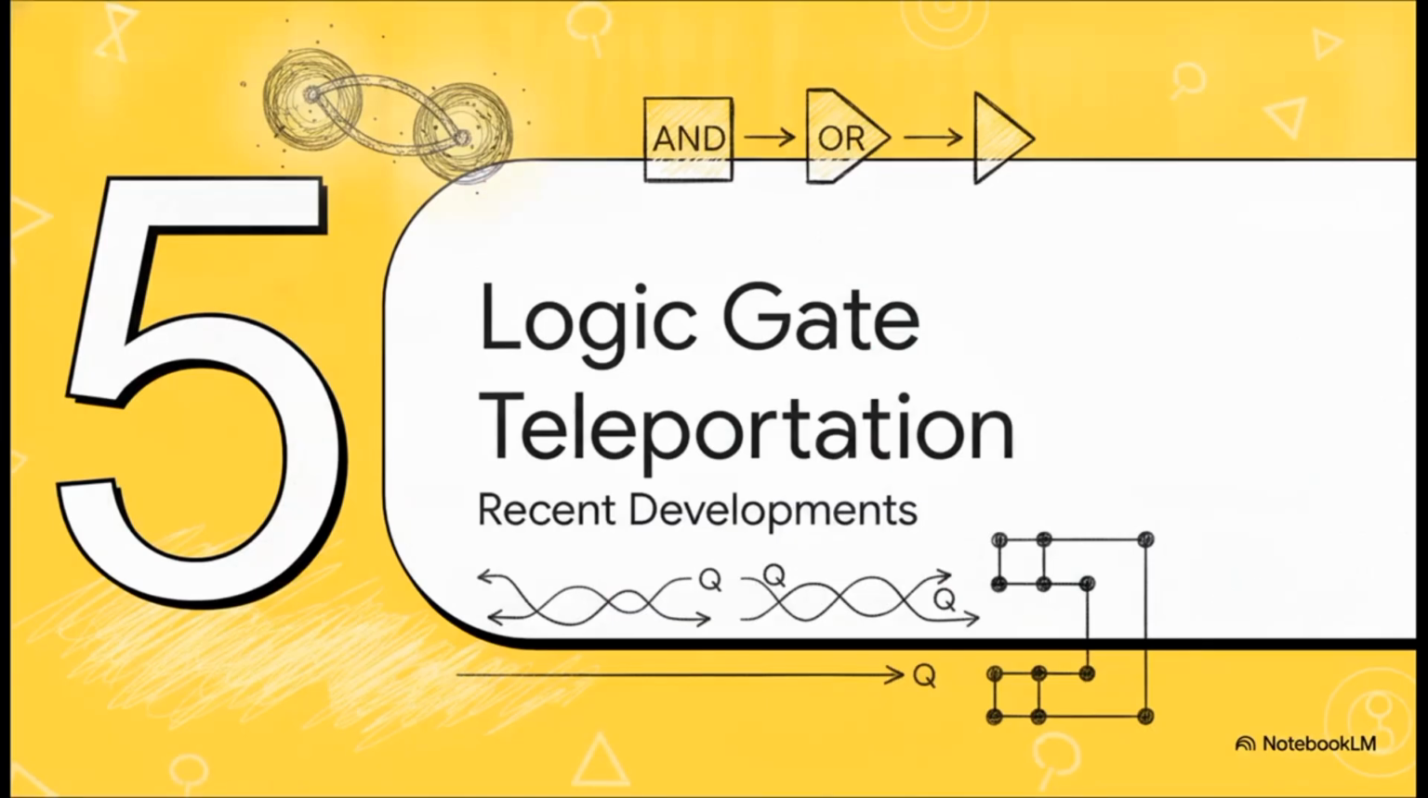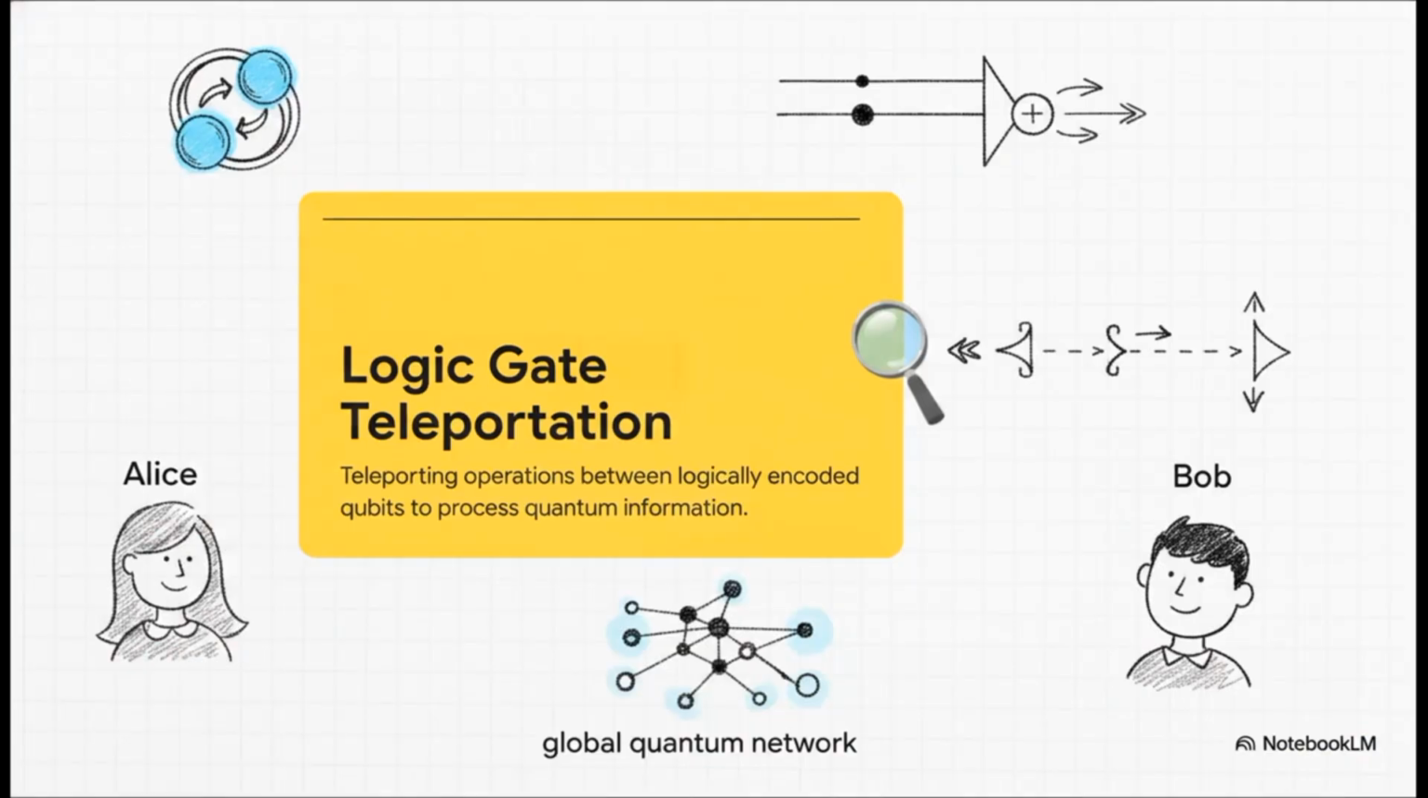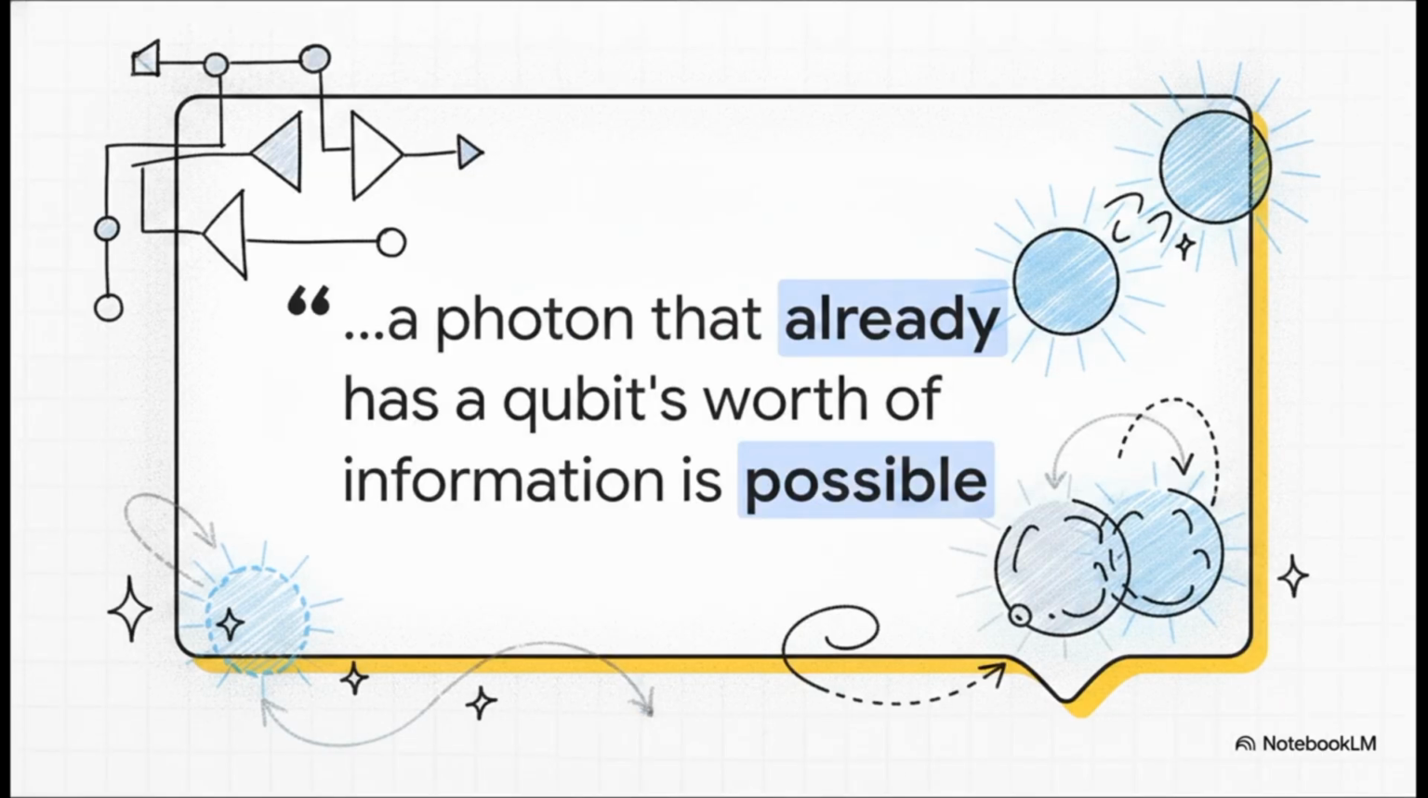Which brings us to Section 5, Logic Gate Teleportation and Recent Developments. This right here is the final frontier. It's called Logic Gate Teleportation. Instead of just sending a static piece of data from Alice to Bob, we're now teleporting actual logical operations, like a CNOT gate, between logically encoded qubits. It essentially allows for the actual active data processing of quantum information across vast distances. If you want to build a true quantum computer or a global quantum network, this is the foundational building block you absolutely must have. And we are already seeing massive strides here.